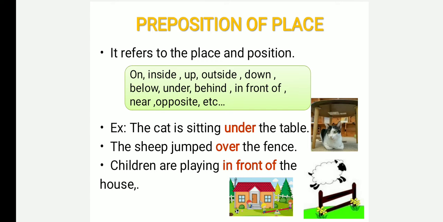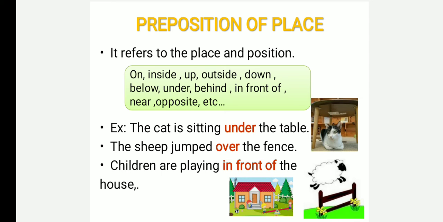The first picture, the cat is sitting under the table. Second, the sheep is jumping over the fence. Third, the children are playing. Here we are going to learn where the noun is placed. While reading adverbs, we learned that the adverb of place gives the answer to the question where. The same thing happens here. We are going to see where the noun has been placed. The cat is sitting under the table. Where is the cat sitting? Sitting under the table. So under is a preposition of place.